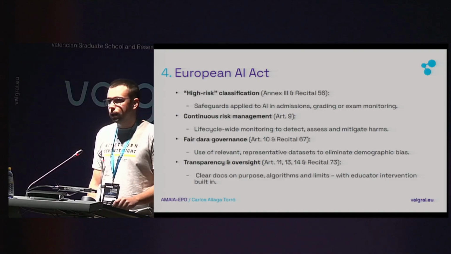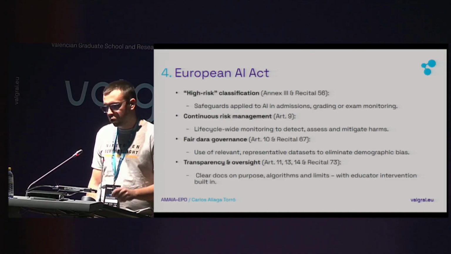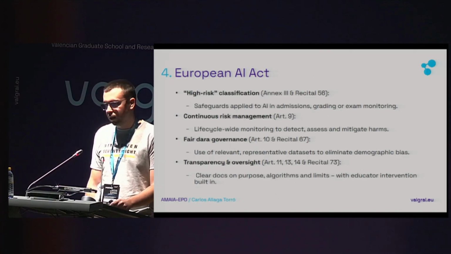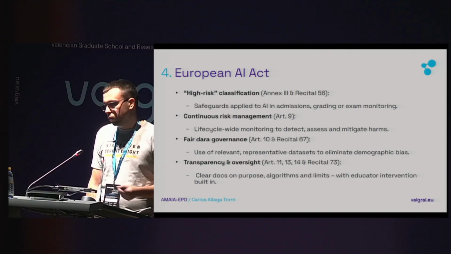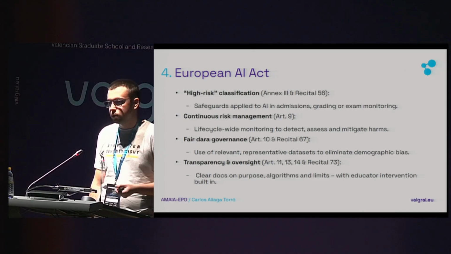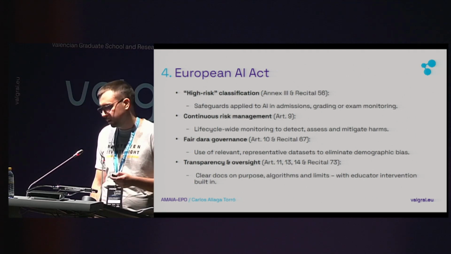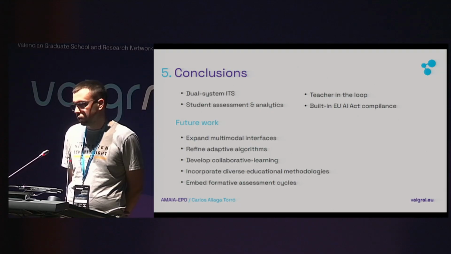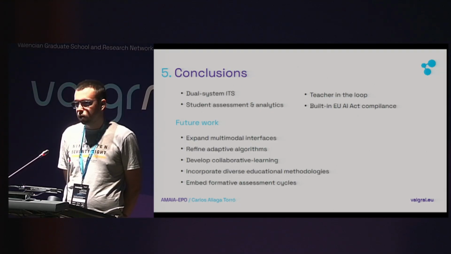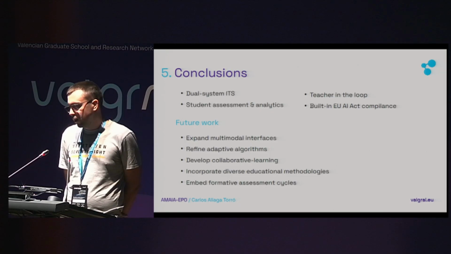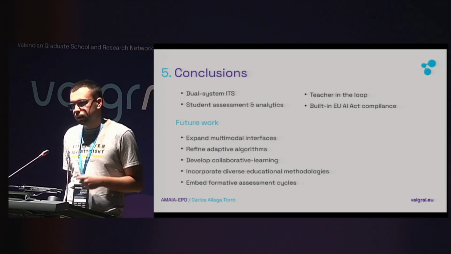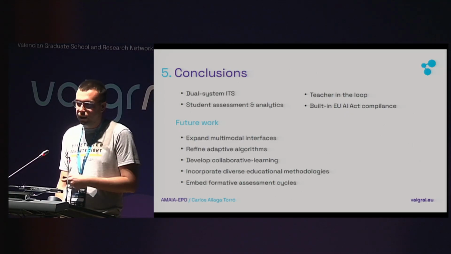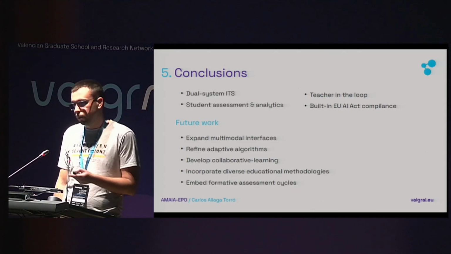And if we train any model, we have to be sure that the data is fair, is not biased, that it's quite hard to do. And also we need transparency of the algorithms used, and there must always be a human controlling the system. So at the end, we have a dual system, an intelligent tutor system, that includes the teachers in this loop. So it will evaluate and assess the student in compliance with the European AI Act.